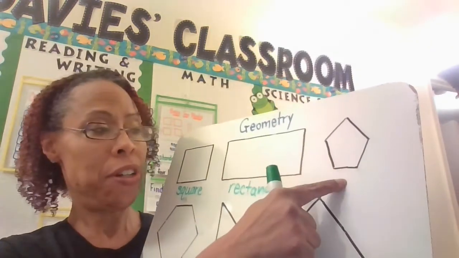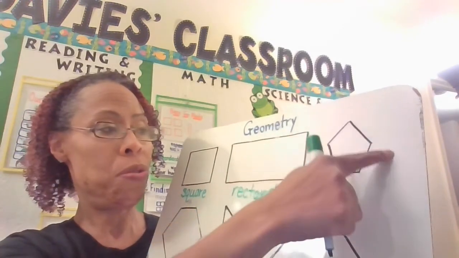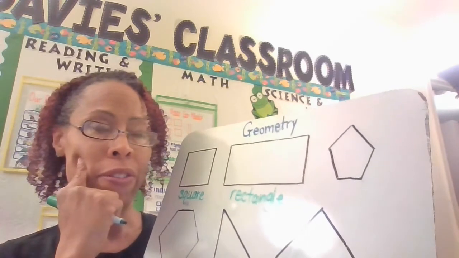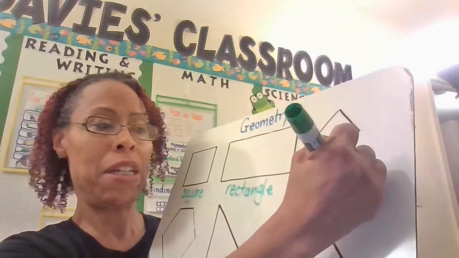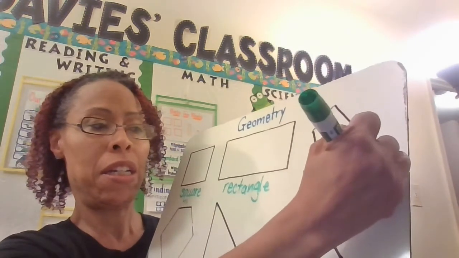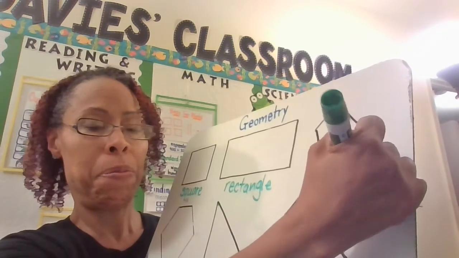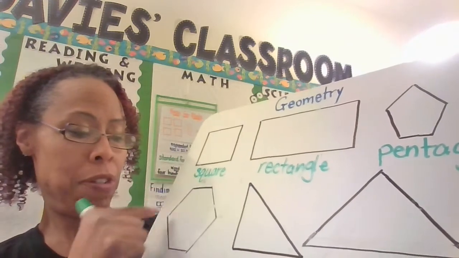Let's figure out the name by counting the sides. 1, 2, 3, 4, 5 sides. 5. What is that called? That is called a pentagon. Okay. Pentagon.